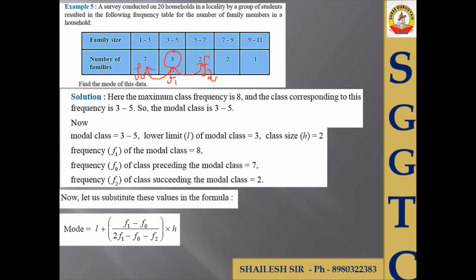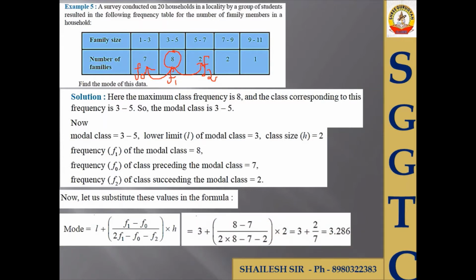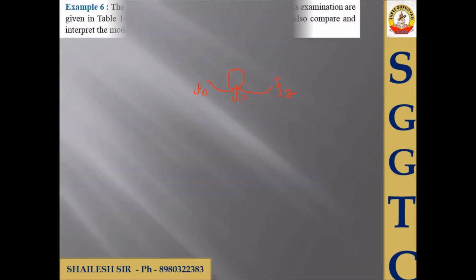The formula is already known. Mode is equal to L plus (F1 minus F0) upon (2 times F1 minus F0 minus F2), into H. And put all values in one by one. You get the answer 3.286. Yes students, 3.286. Now continue, moving ahead after example 5. Sorry, last write the statement. Therefore, the mode of the data in the above observation is 3.286.